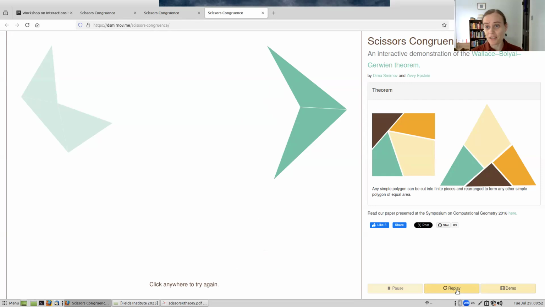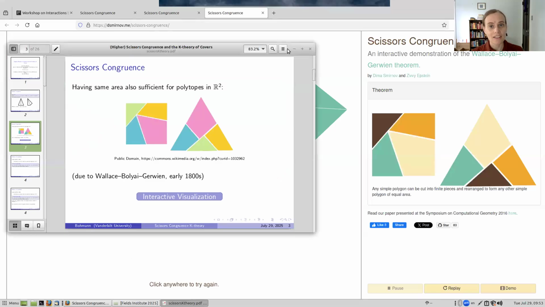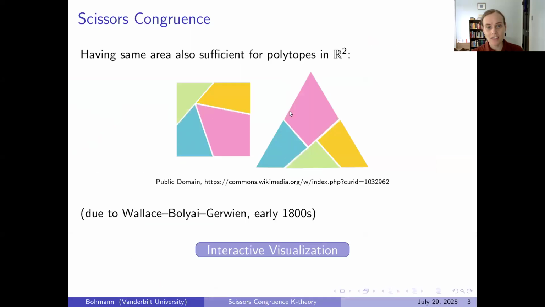So this is pretty cool. This is a beautiful demonstration, and it's really fun to play with. So if you're bored sometime, you can draw really complicated polytopes in R2 and see how they turn into each other by cutting them up. So great. So in R2, this is sufficient.